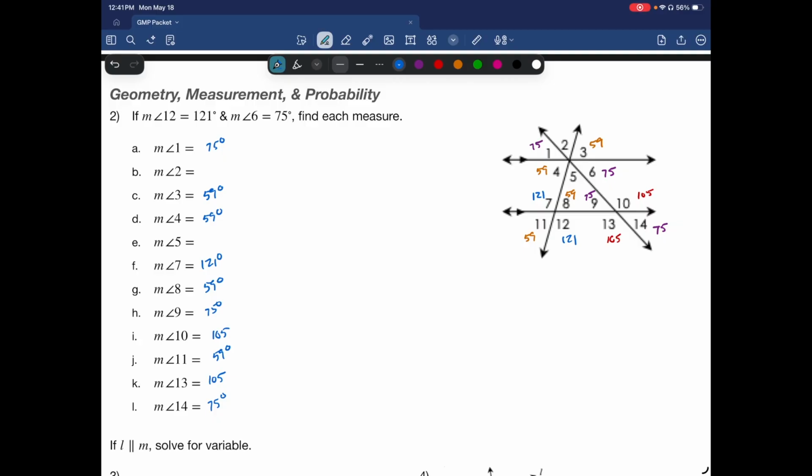Angle 1, 2, and 3 all form a straight line. So 1, 2, and 3 add up to 180. Okay, so angle 2 plus 75 plus 59 equals 180. All right, so that tells me, let me use my handy dandy calculator just to be sure, angle 2 is 46. All right, so that means this is 46. This is 46.